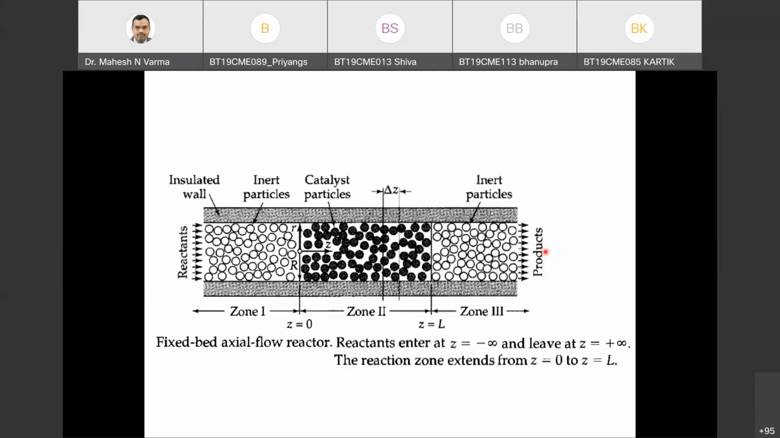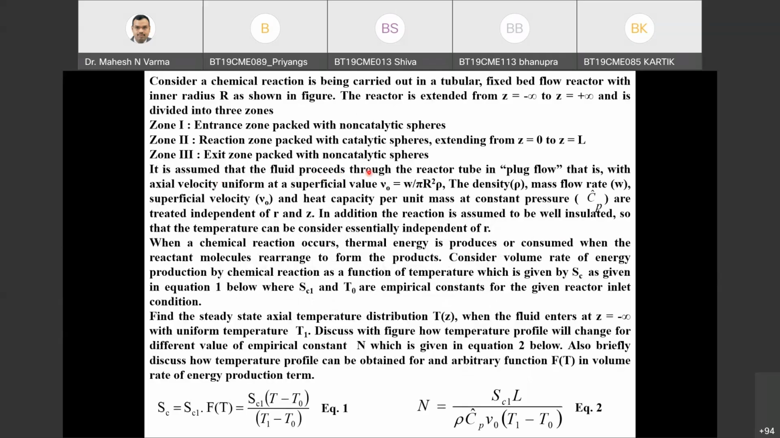It is assumed that the fluid proceeds through the reactor tube in plug flow. This is again an assumption. We are assuming perfectly plug flow, and axial velocity is uniform at a superficial value. Superficial value means average velocity. Average velocity equals mass flow rate divided by cross-sectional area divided by density. This will give you the superficial velocity. The density is rho, mass flow rate W, and superficial velocity V0.